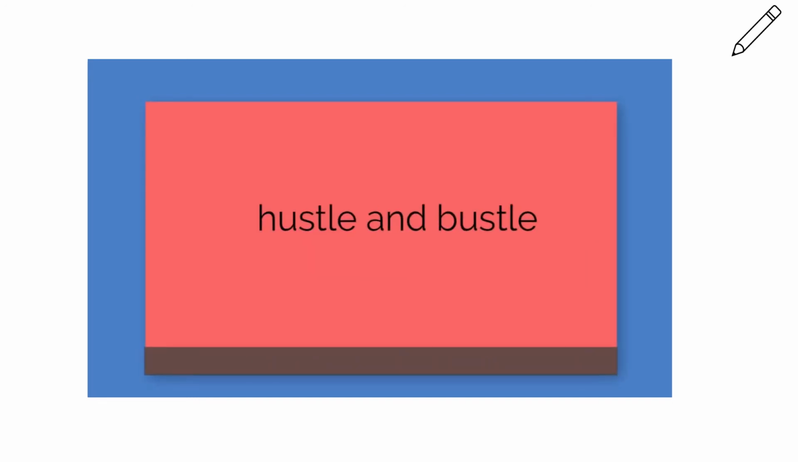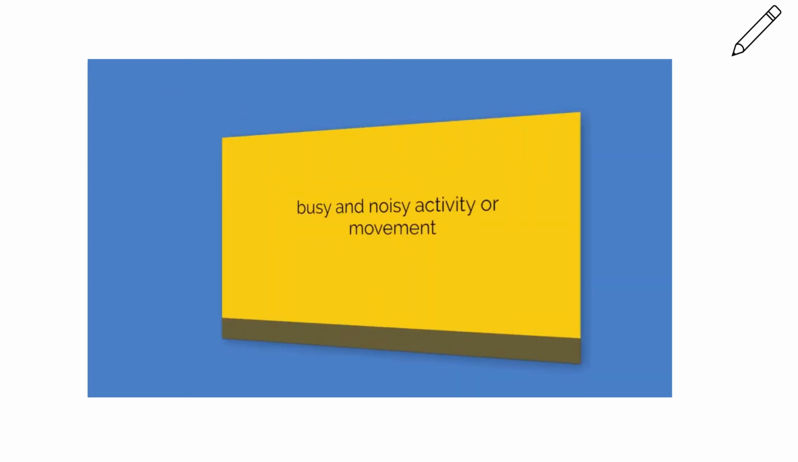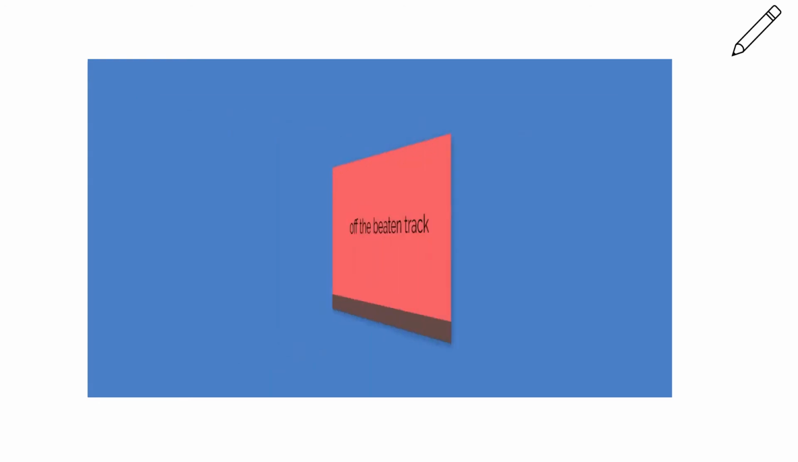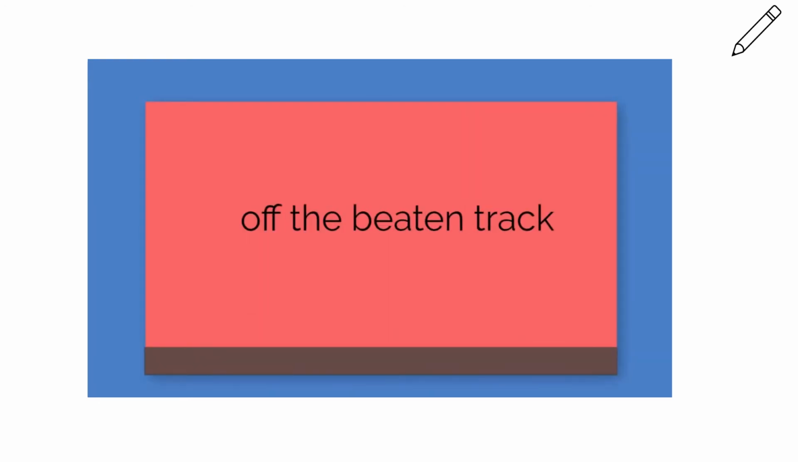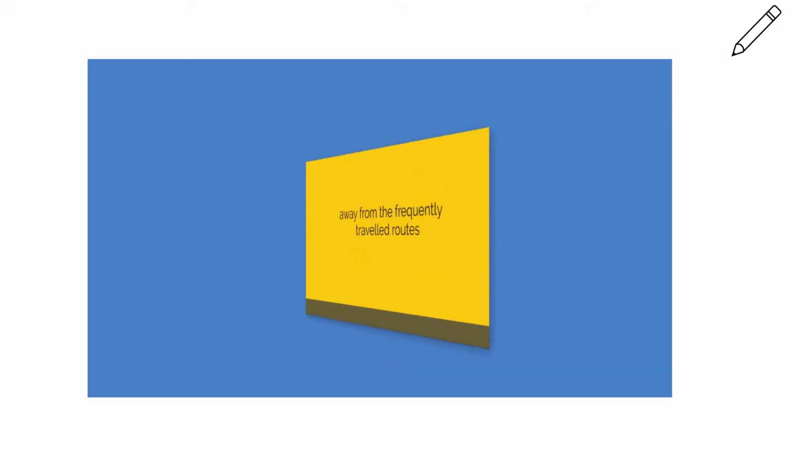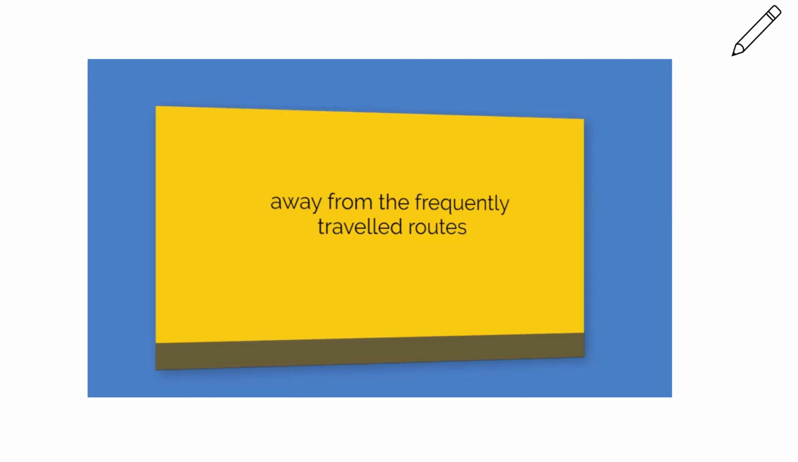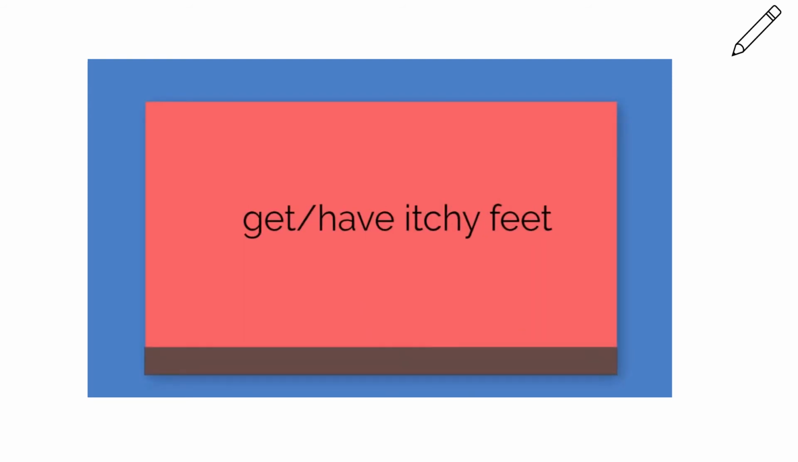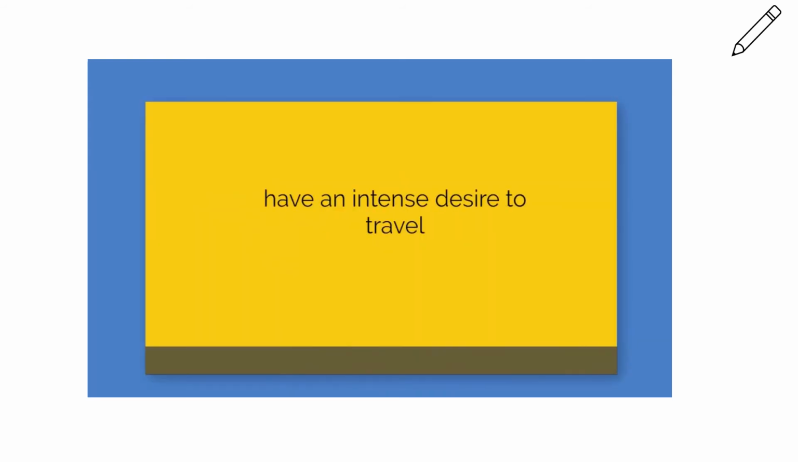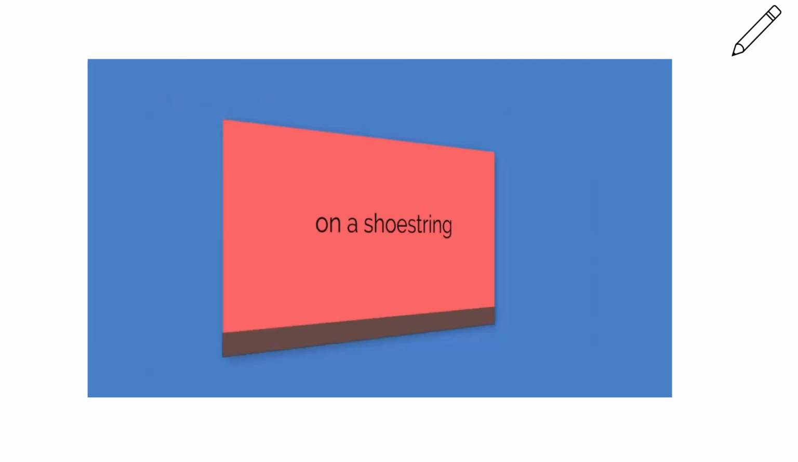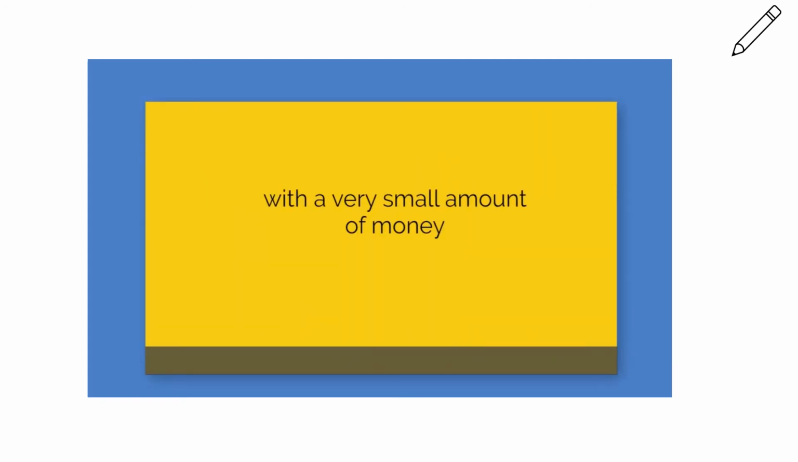Hustle and bustle means busy and noisy activity or movement. Off the beaten track means away from the frequently traveled routes. Get or have itchy feet means to have an intense desire to travel. On a shoestring means with a very small amount of money.